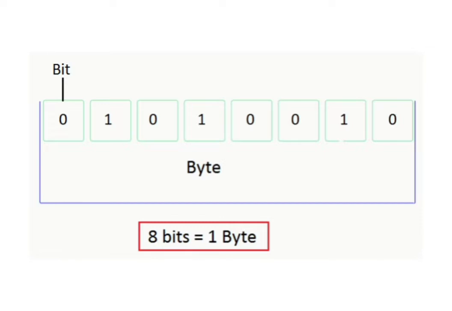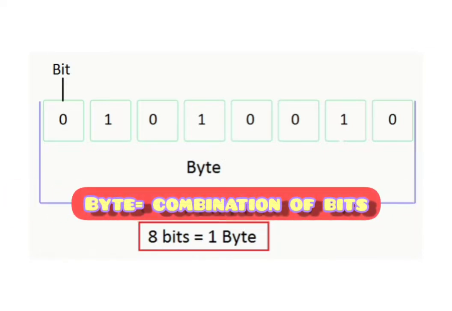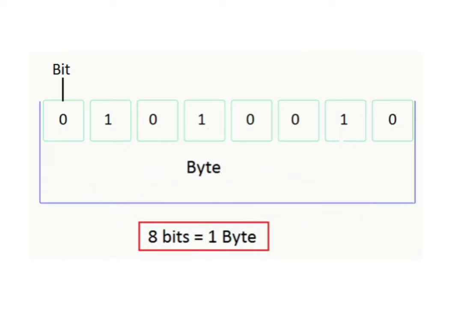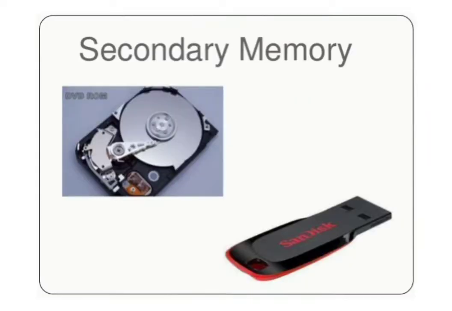Now, byte is the combination of bits. A byte contains any combinations of zeros and ones. And you also know that 8 bits make 1 byte.